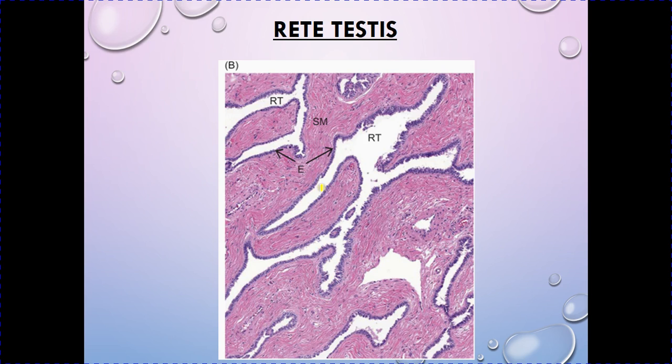The straight tubules or the tubuli recti open into the rete testis. This is the rete testis. This is the microscopic image of the rete testis. And you can see that rete testis is lined again by simple cuboidal epithelium. This is simple cuboidal epithelium lining the rete testis.